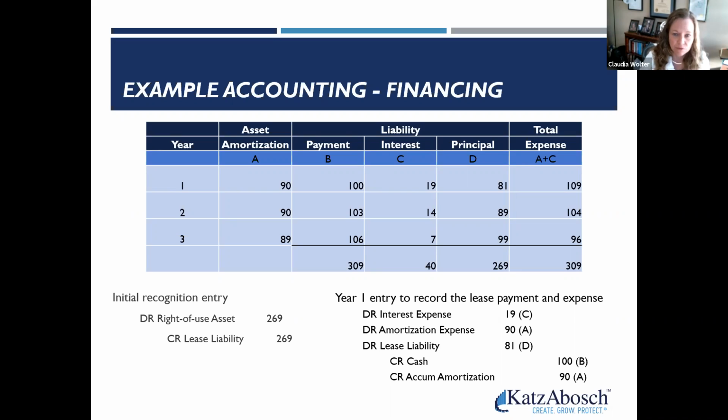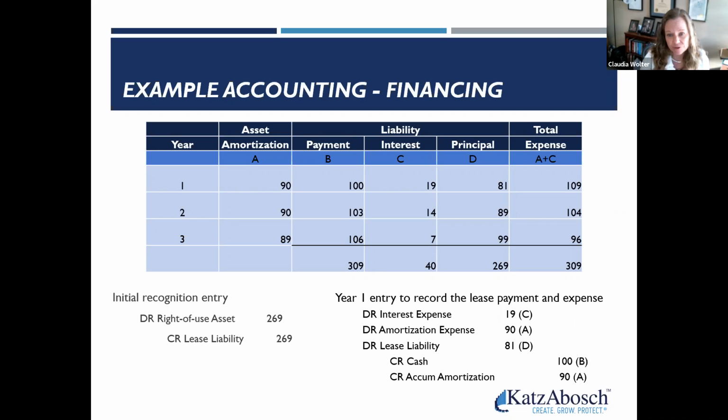So those are identical. The expense in this case, though, is what varies. Instead of the amortization varying on the asset, the expense is going to vary here. So A plus C, so your amortization plus your interest expense, is what's going to be impacting the income statement on an annual basis. And then we have the year one entry to record the lease payment and expense on the bottom right of that slide.